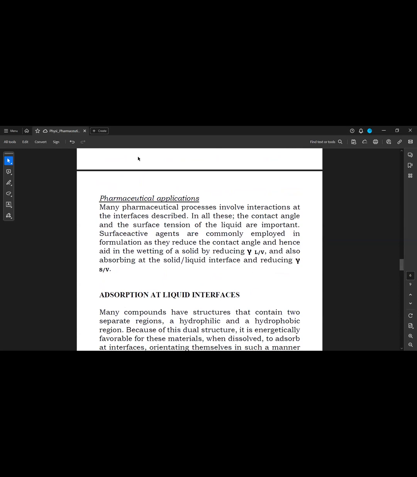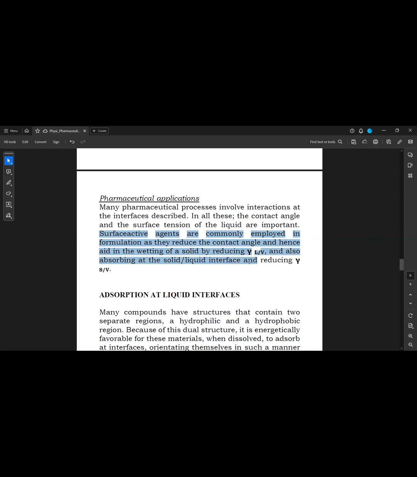Okay. So, pharmaceutical applications. Many pharmaceutical processes involve interaction at the interfaces described. In all this, the contact angle and surface tension are important. Surface active agents are commonly employed in formulation as they reduce contact angle and hence aid in the wetting of a solid by reducing the surface tension of L over V and also by adsorbing at the solid-liquid interface.